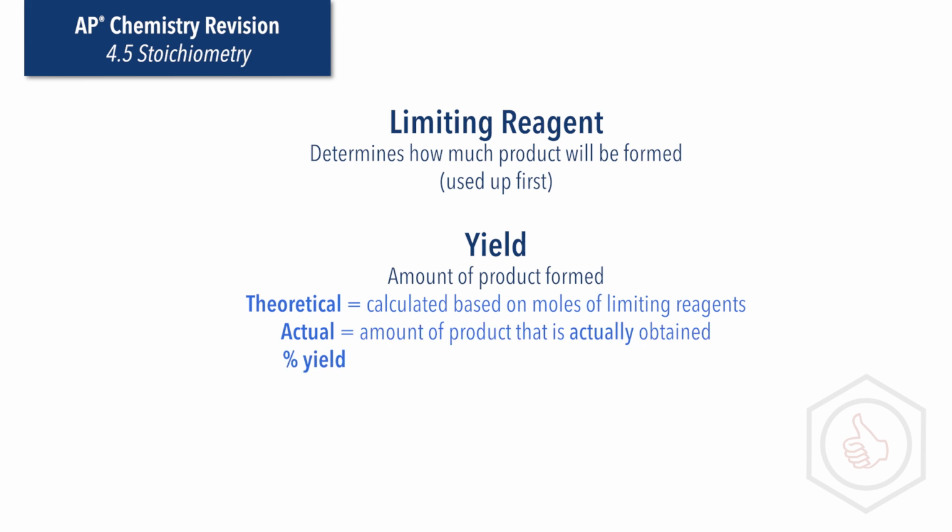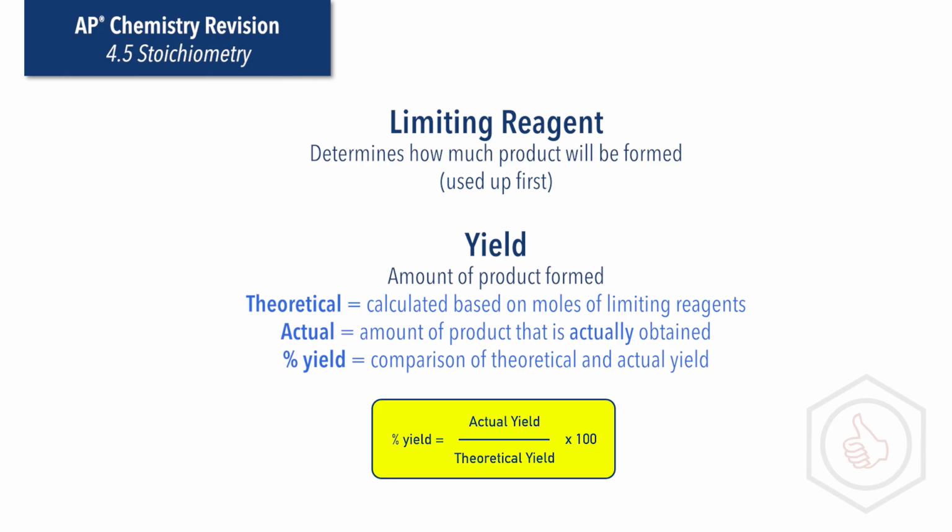The percentage yield of a reaction compares the theoretical yield to the actual yield, so how much of your product you actually obtained compared to how much you could have obtained theoretically. It is calculated by taking the actual yield, dividing it by the theoretical yield, and timesing it by 100.